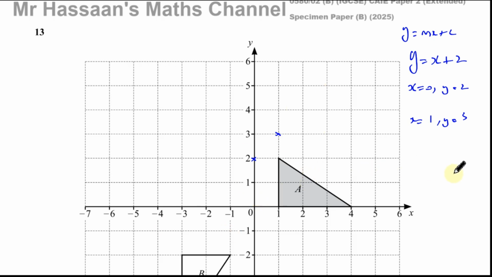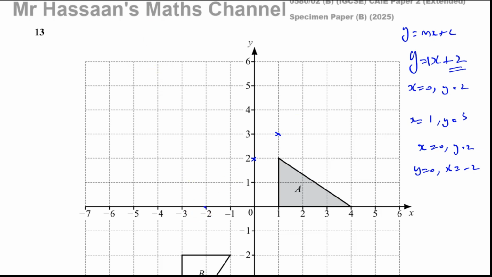You could also use the fact that when it's y equals mx plus c, the c is the y-intercept, which means it goes through the point 0, 2, and the gradient is 1 because it's 1x plus 2. So for every 1 it goes up, it goes 1 across, and you end up with the same two points. Or we could say when x equals 0, y equals 2, that's the y-intercept, and when y equals 0, x equals minus 2, that's the x-intercept. So it goes through this point and this point.